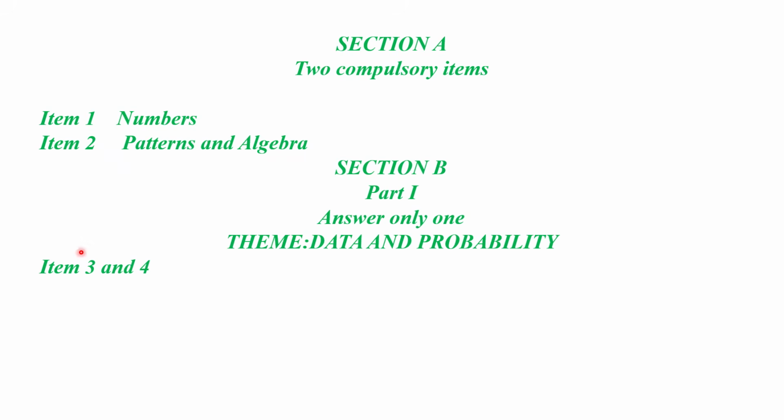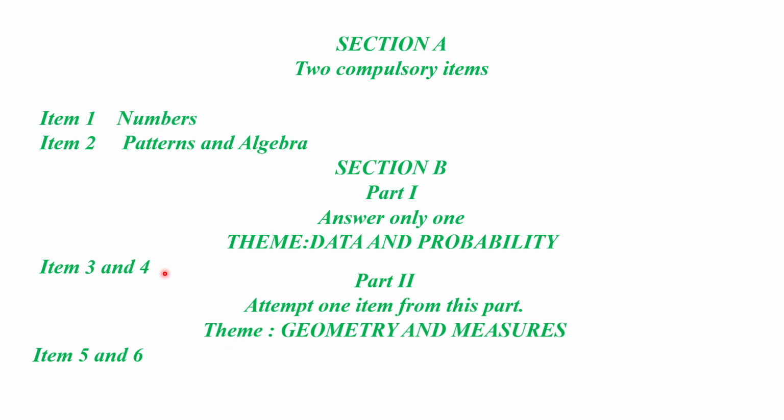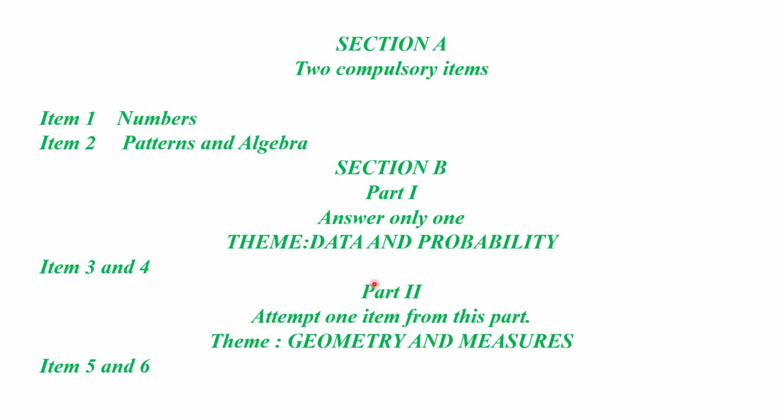In this part, we always attempt 1 item. So now they become 3 items. We have the first 2 items in section A, which are compulsory, and then item 3 and 4 in section B part 1, where we pick only 1 item. Then we also have section B part 2. Here also we answer 1 item.